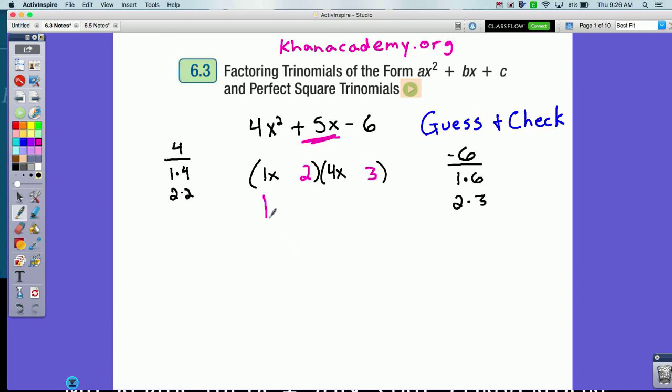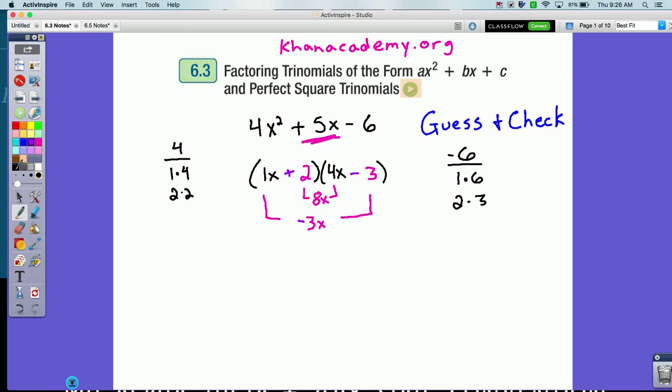When I do that, the outside, 1x times the 3 gives me 3x. 2 times the 4x in the middle gives me 8x. And can that give me a positive 5? The answer is yes. I need to say 8 minus 3. All right, and since the minus is with the 3x, that minus is going to follow up and be right in front of the 3 over here. And the 2 over here is going to have the plus.